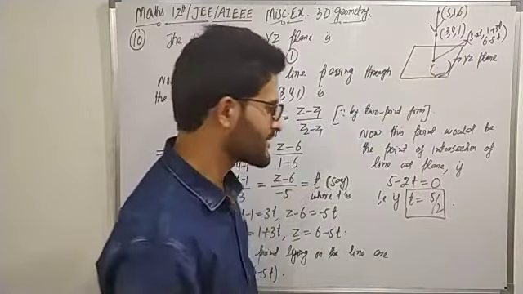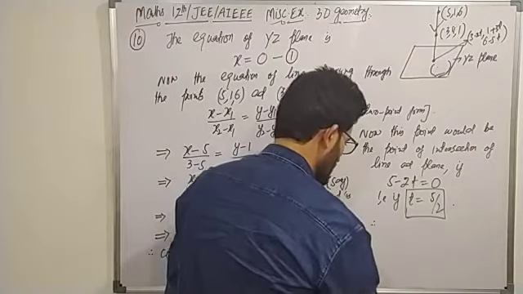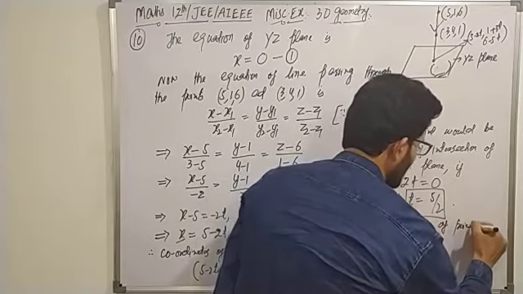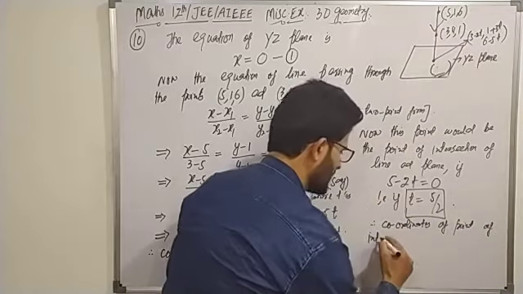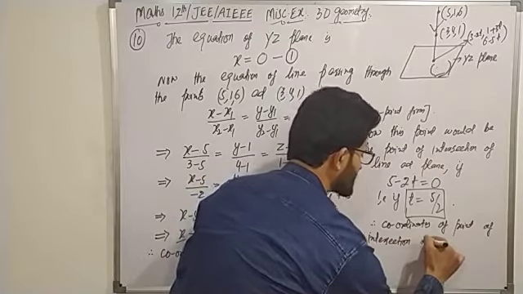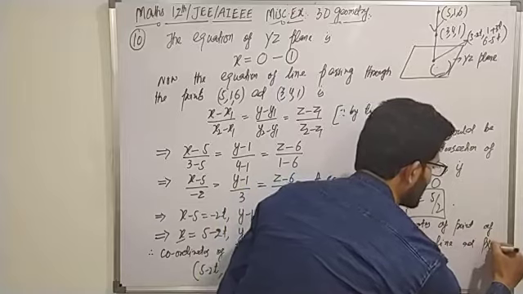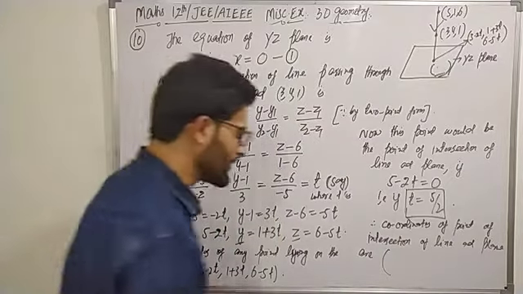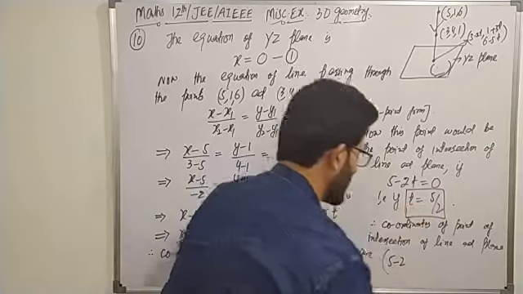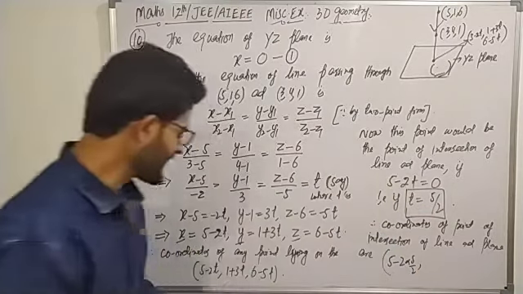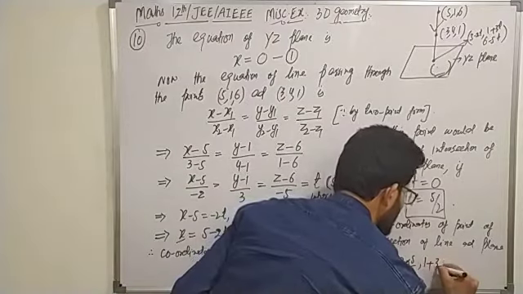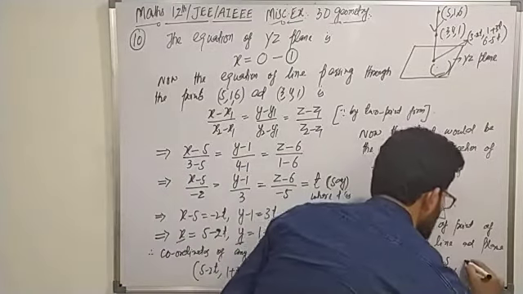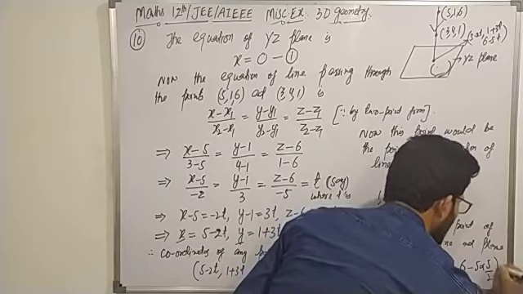So the coordinates of the required point of intersection of line and plane are, what will be the coordinates? 5 minus 2t, so that is 5 minus 2 times the value of t, 5/2, comma, what will the y coordinate be? 1 plus 3t, so 1 plus 3 into 5/2, and what will the z coordinate be? 6 minus 5t, so 6 minus 5 into 5 divided by 2.